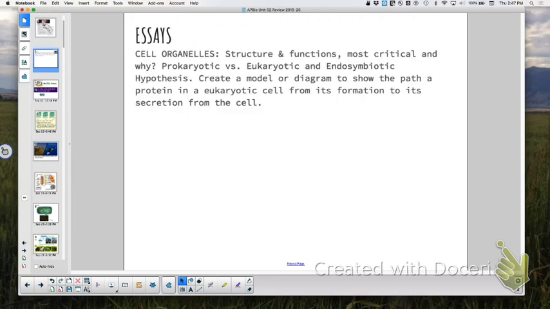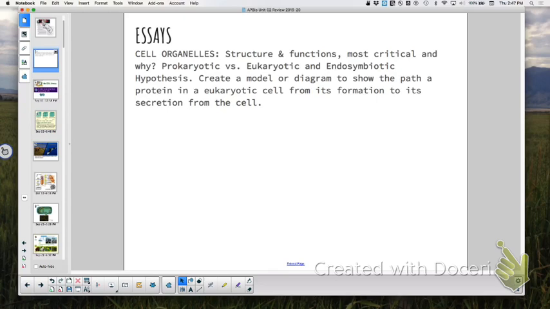I want to look right here. So on the essays, cell organelle structures and functions most critical and why. So remember I asked some of you that. I don't remember who I asked that. What would you say are the most critical ones, and why would you say that? If you left off the nucleus, that tells me you don't have a good understanding of the cell, right? What would you think is another really critical organelle? Mitochondria. Absolutely, okay? So pick things that are critical to the functioning of that cell.